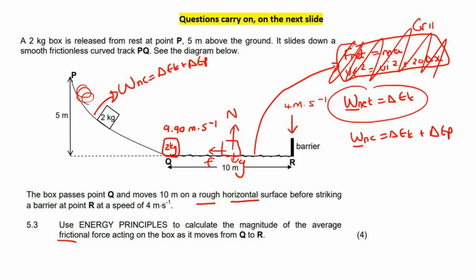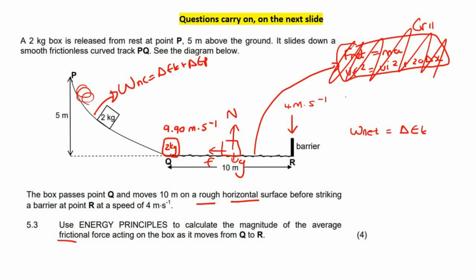It really does not matter. I'm gonna go with this one. Why? Just because we haven't used it yet in this question. So let's go use that one. But if you wanted to use WNC, absolutely fine. Okay, so I'm going to use WNet equals to delta EK.